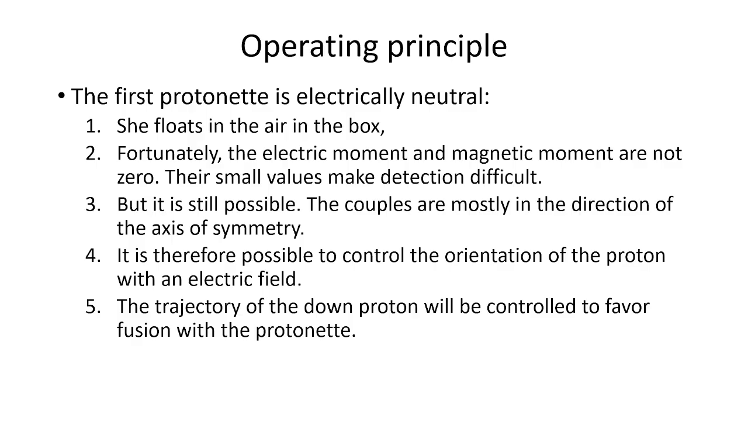The couples are mostly in the direction of the axis of symmetry. 4. It is therefore possible to control the orientation of the proton with an electric field. 5. The trajectory of the down proton will be controlled to favor fusion with the protonate.